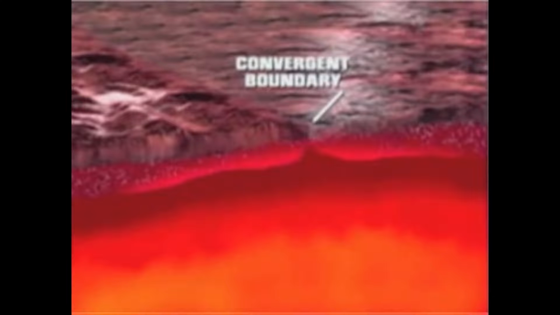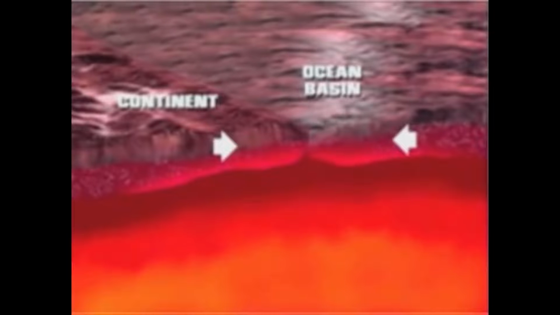And this is where plate material is destroyed, a convergent boundary. In this cross-section, the plate on the right is carrying an ocean basin and is moving in this direction. The plate on the left is carrying a continent and is moving in the opposite direction. The plate carrying the ocean basin is heavier and is diving beneath the plate carrying the continent. The leading edge of the diving plate is consumed back into the Earth's mantle. When one plate dives beneath another, it is called subduction, and the area where it occurs is called a subduction zone.